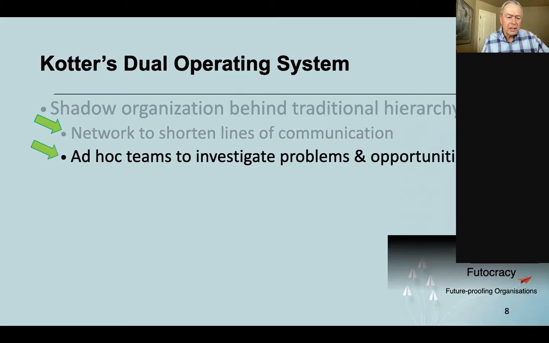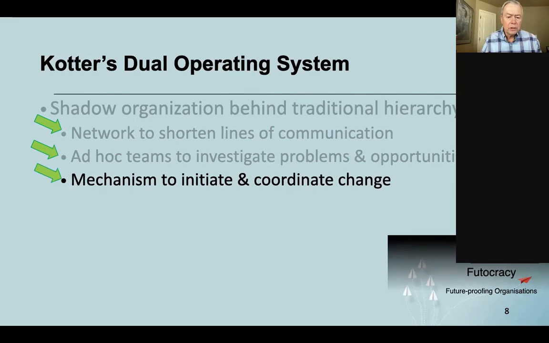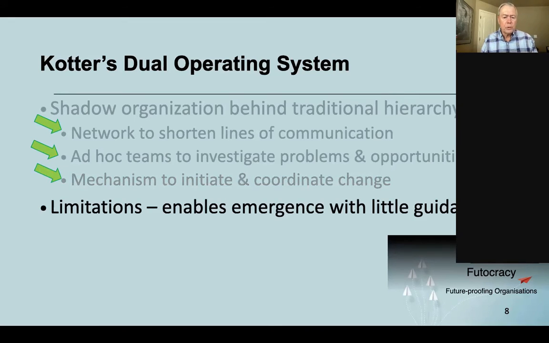One of the advantages is that ad hoc teams can easily come into being to investigate problems and opportunities. This is easily accomplished with a mechanism to initiate and coordinate the changes. So there is some real benefit, and there are a few organizations in the world, but mostly smaller organizations that are using the dual operating system. But it also comes with some limitations. And the limitations emerge with really little guidance about how to accomplish or repair the problems associated with the limitations.